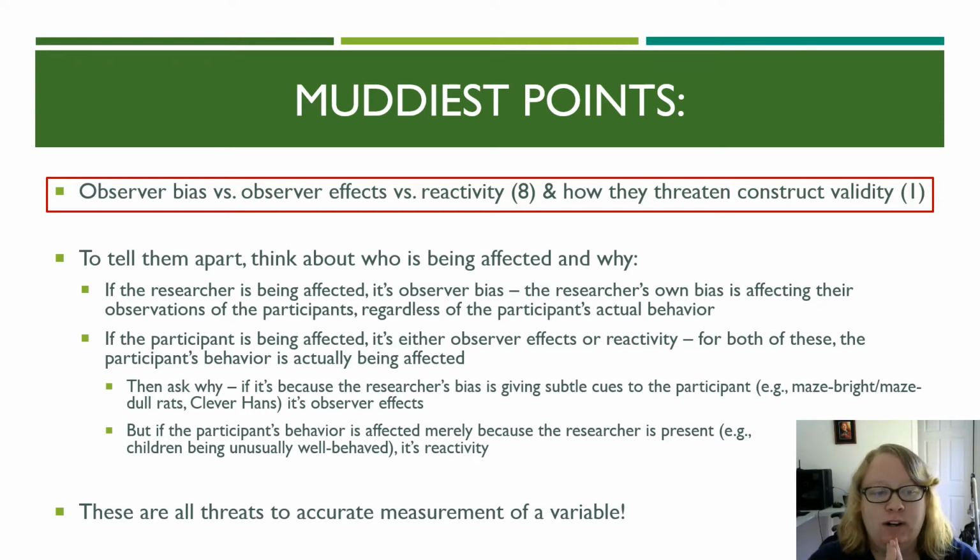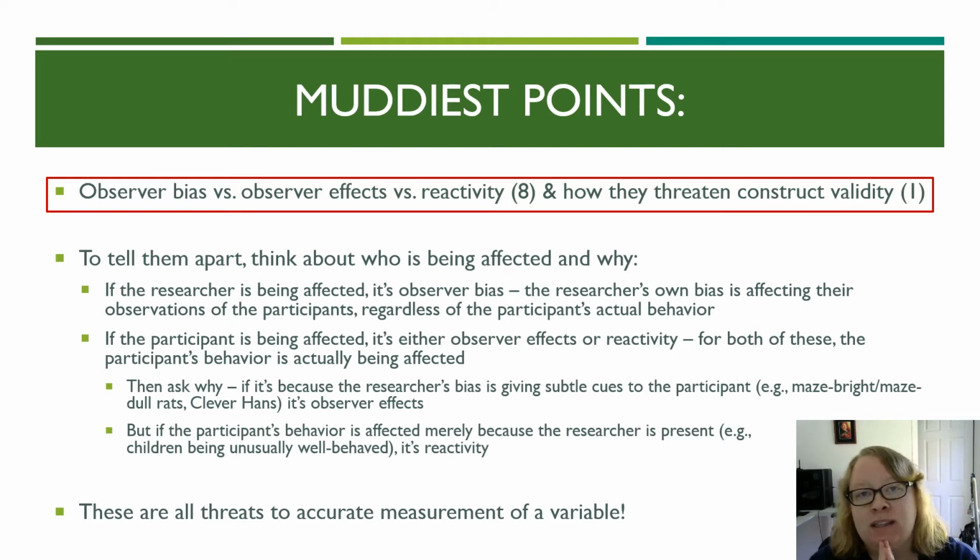So if you are thinking about who is being affected, the only one that affects just the researcher is observer bias. So if it's only the researcher being affected, if the participant is not affected at all, then that means it's observer bias. So the researcher's own bias is affecting their observation of the participants, regardless of the participant's actual behavior. So that's like when you did the activity, I think it was number 1 from last week, when you were creating your own observational study and you came up with that operational definition for holding the door open. And I asked you to think about whether observer bias could affect your results.